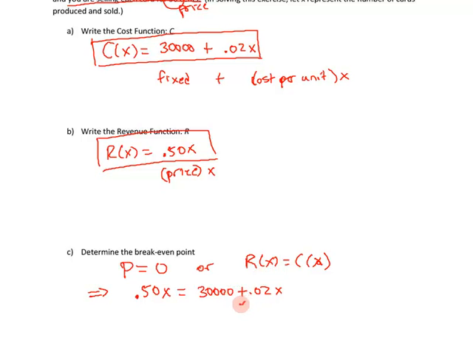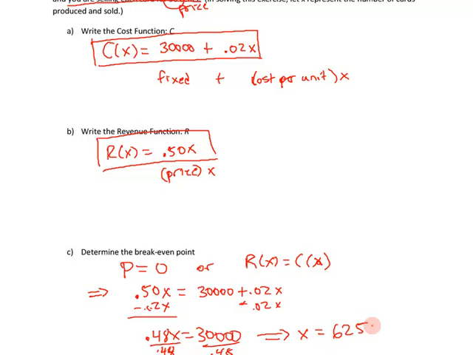So to do that, I'm going to solve this equation. To solve it, I just need to get x by itself. So I subtract 0.02x from both sides, which gives me 0.48x equals 30,000. Divide both sides by 0.48, and I get x is 62,500. And of course, that's in cards, since that's the business we're in. I would need to produce and sell 62,500 cards in order to break even.